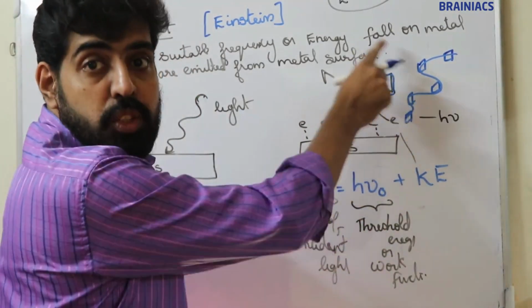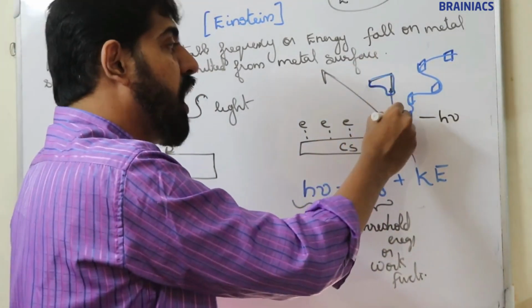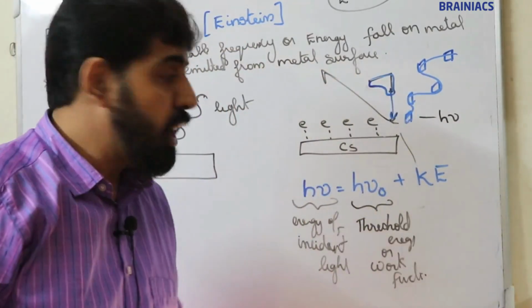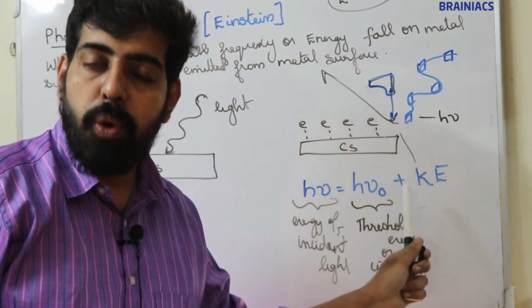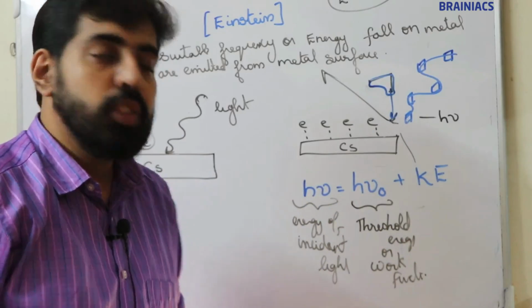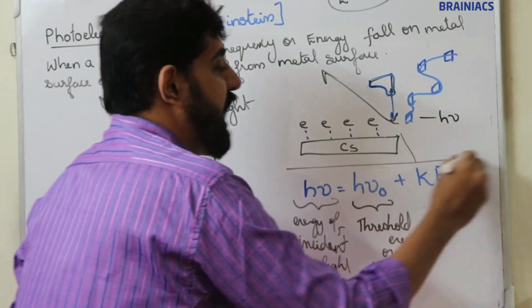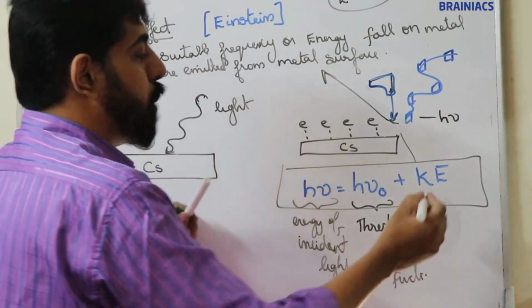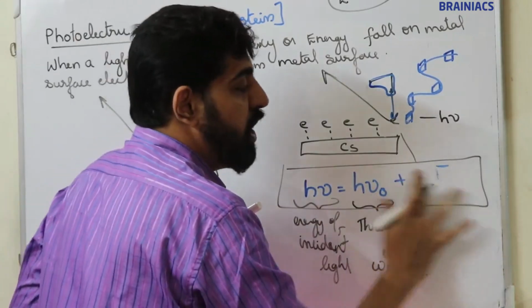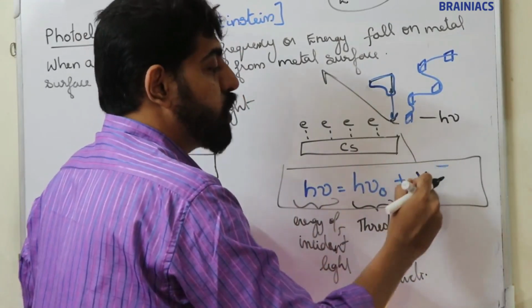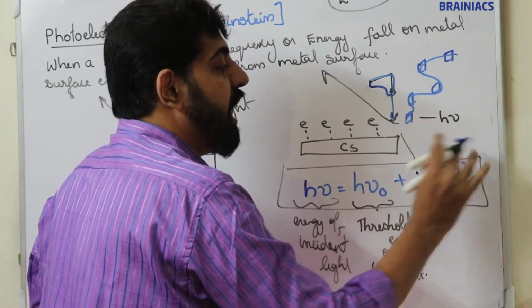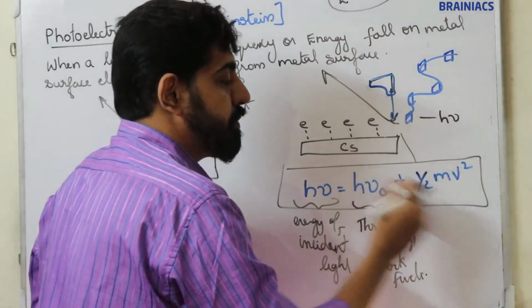The remaining energy of the photon is supplied to the electron, so electron will move from the surface. So energy required for movement is known as kinetic energy. So we can derive a relation like this: h nu is equal to h nu 0 plus kinetic energy, or you can write like this: half mv square. Half mv square is kinetic energy of the electron.